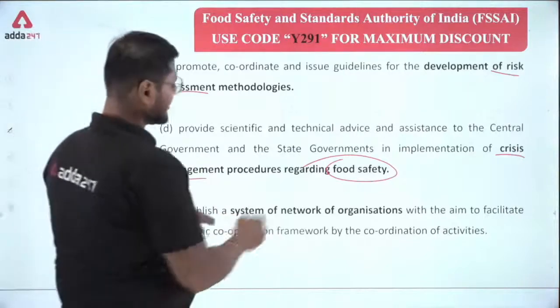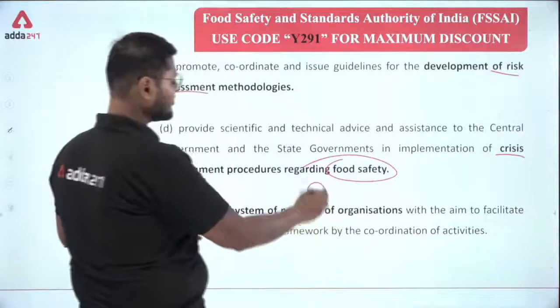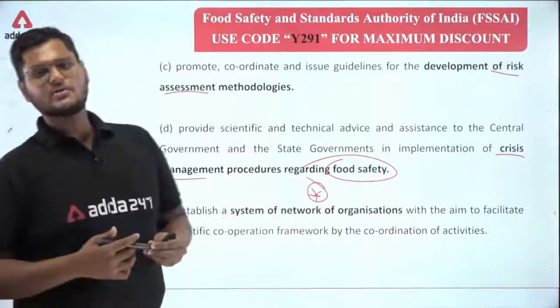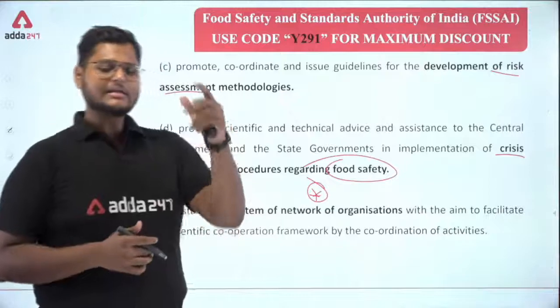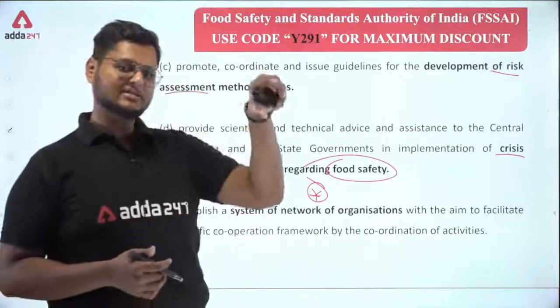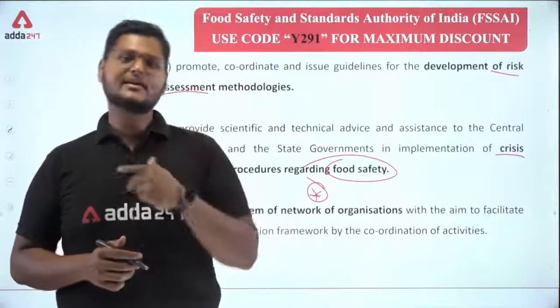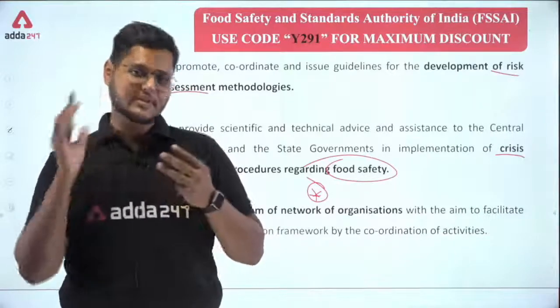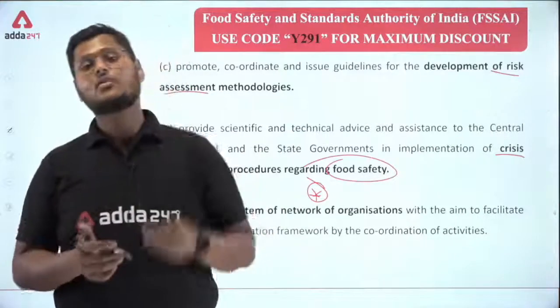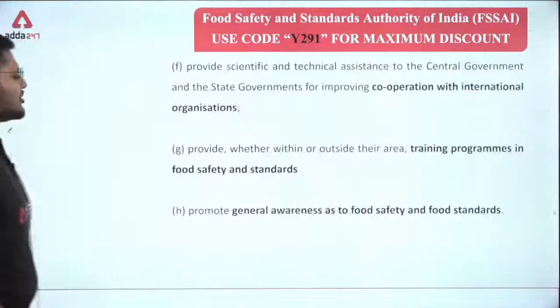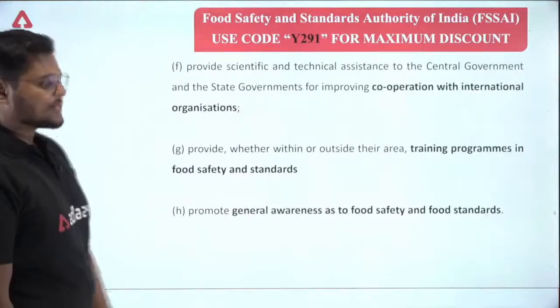Establish a system of network of organizations. Why do we need to establish a system of network of organizations? So that the different teams that are present in the food authority can stay updated about the activities of other teams, and they can work accordingly. So it's basically a communication system we are talking about.